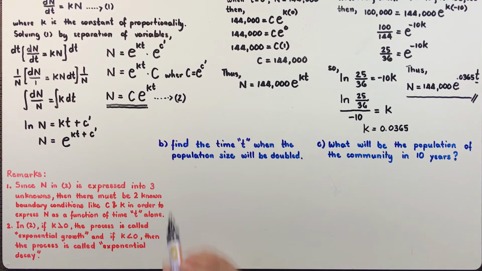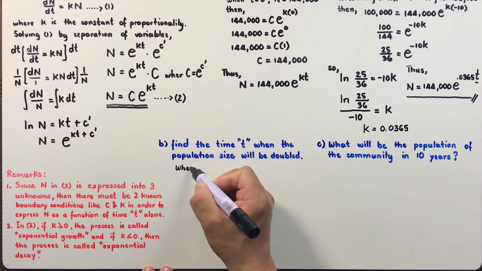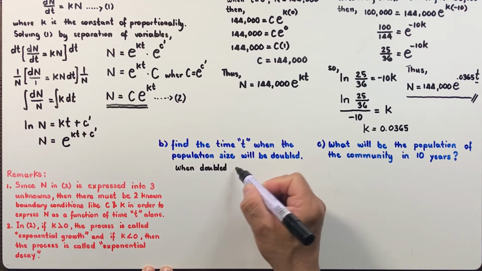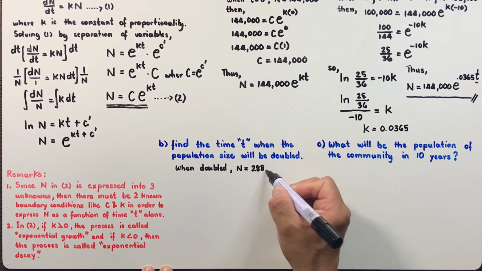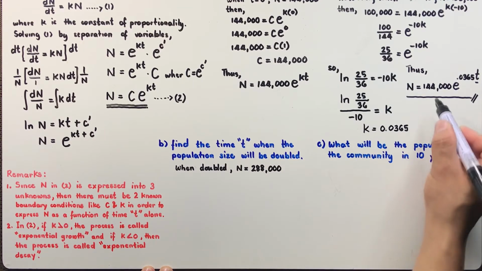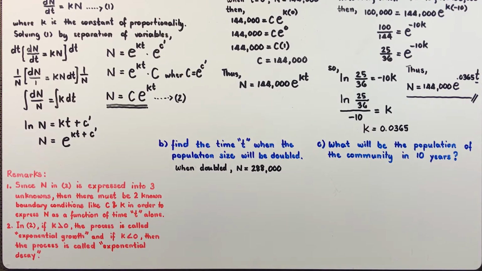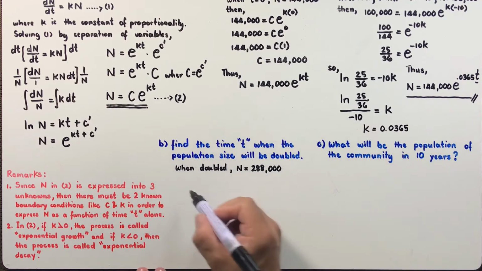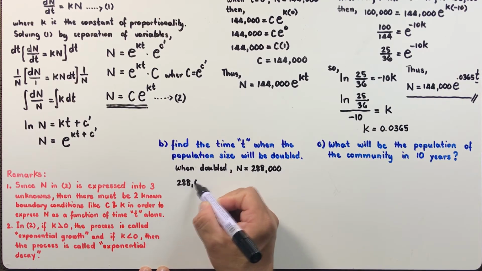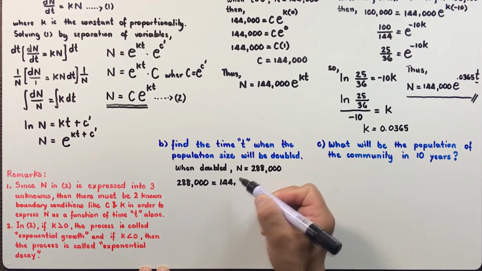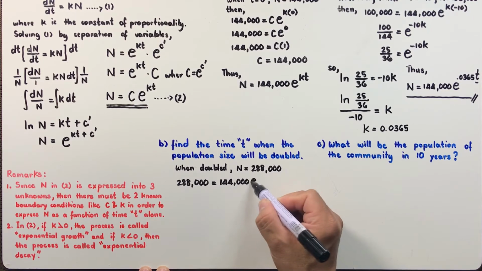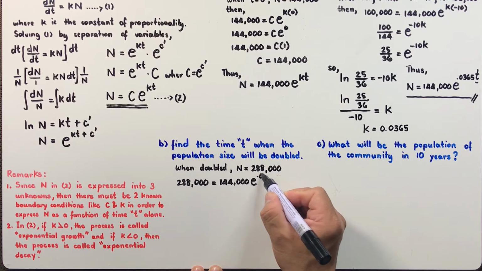Now let's proceed to the second question here. Find the time t when the population size will be doubled. When the population size will be doubled, our big N is equal to 288,000, which is twice of this 144,000. So writing this formula, we have 288,000, which is equal to 144,000 times e raised to the power of 0.0365t.